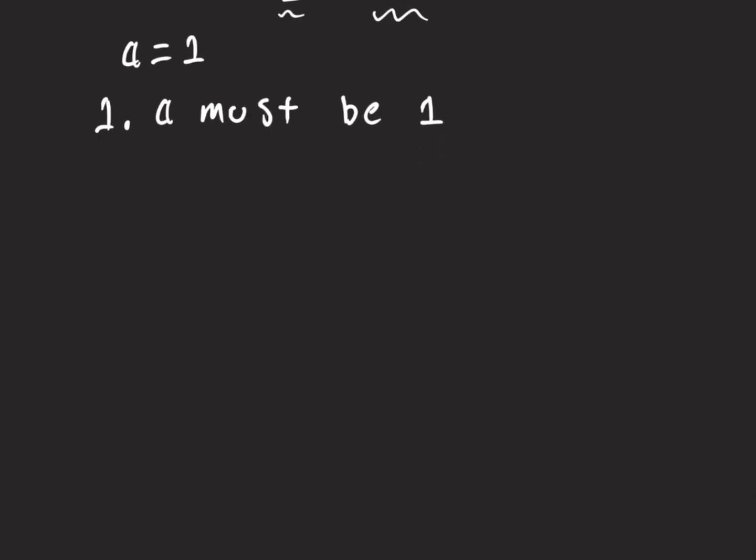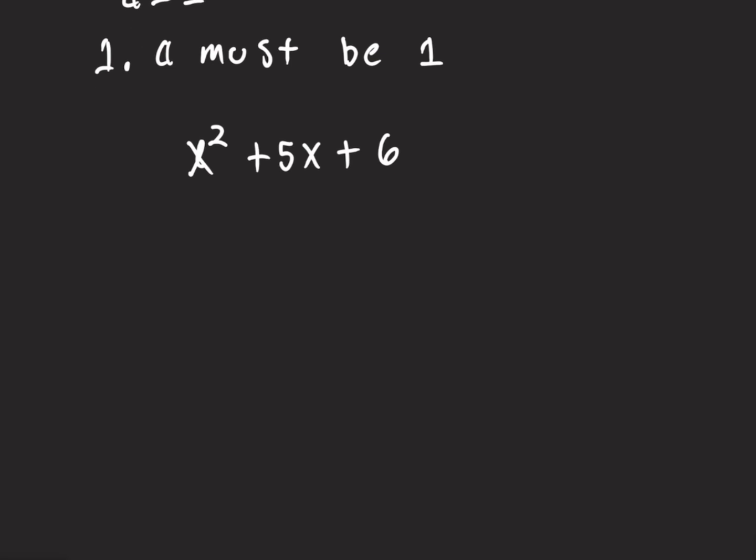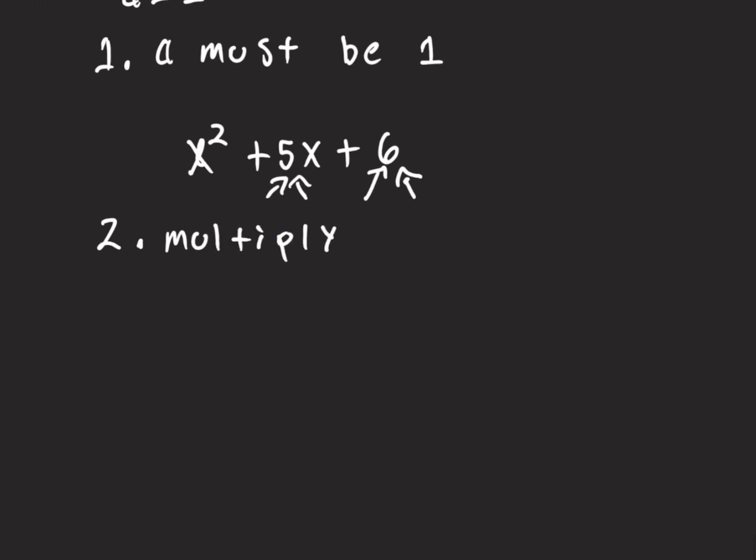So let's have a look at an example here. So let's say we have x squared plus 5x plus 6. So how would we go about factoring this? Well, this gets us into our second rule, which is we need to find two numbers that multiply to 6, but also add to 5. So we need to find two numbers that multiply to our c term, which in this case is 6. So multiply to c and add to b.